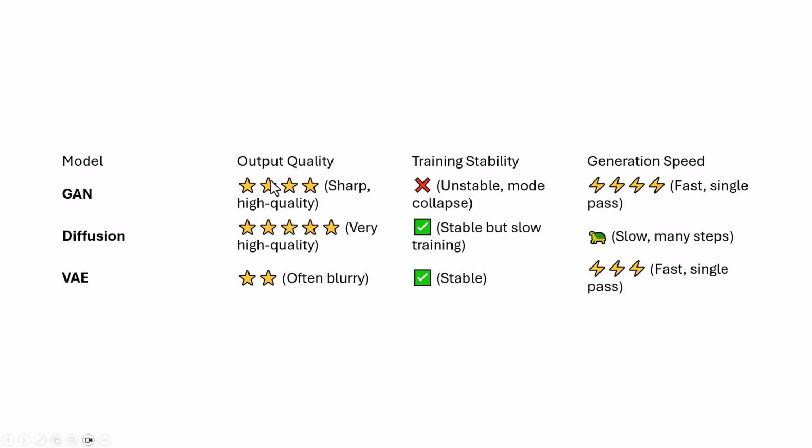First let's talk about the output quality. GAN and diffusion models can produce high quality images, okay? But VAEs, on the other hand, produce blurry output images, okay?